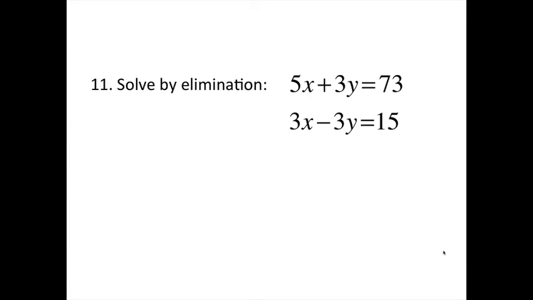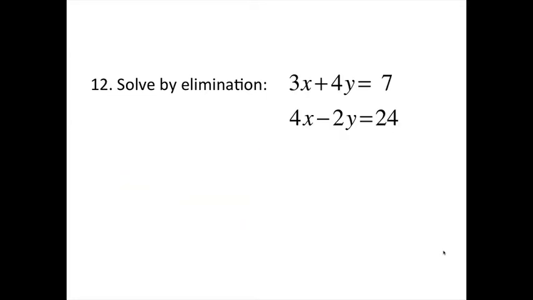Let's go back to our PowerPoint. Got the same answers. Now this one is still solving it by elimination. But in this case, if I look at them, they're in the same format, but they're not going to eliminate because 3x plus 4x is 7x. 4y plus negative 2y is 2y. So let's go to our slates and see what happens.